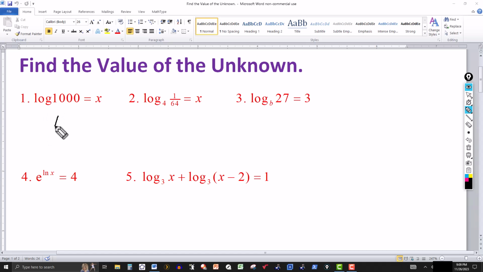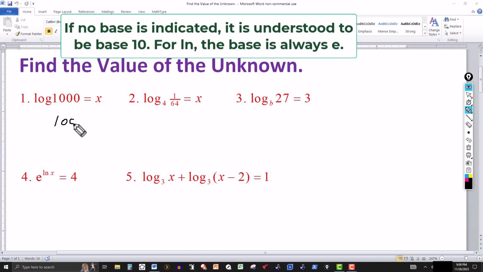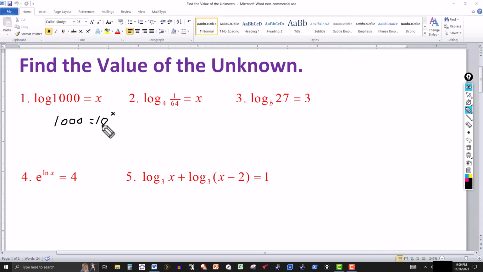So from the definition of log, we know that 1000 has to equal whatever this base is. It's base 10 to the x power. So 10 to what power gives us 1000? Well, it's 3. So the unknown in this case is 3. X equals 3.